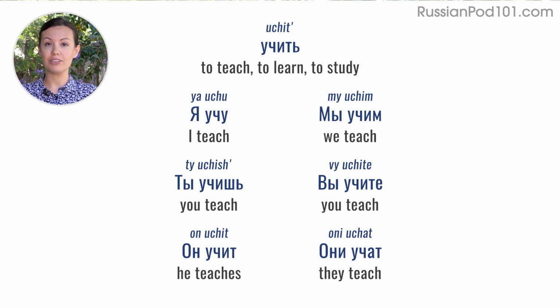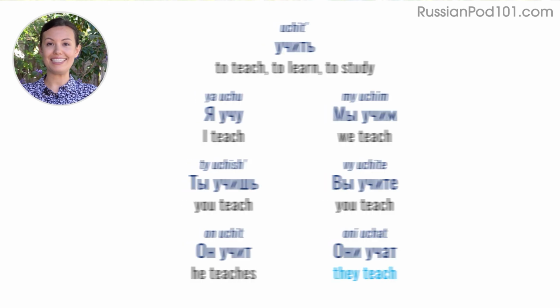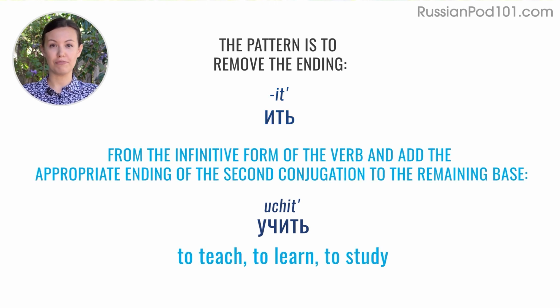Let's move to the second conjugation verbs and conjugate the verb учить, which means to teach, to learn, or to study. Я учу. I teach. Ты учишь. You teach. Он учит. He teaches. Мы учим. We teach. Вы учите. You teach. Они учат. They teach.